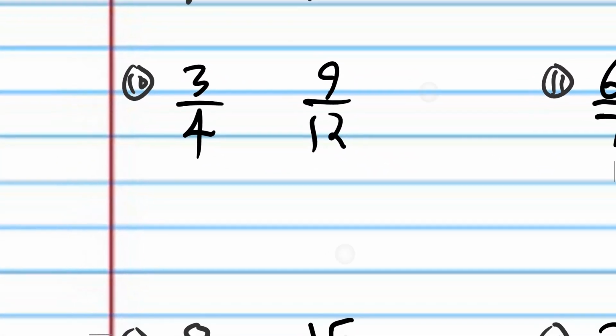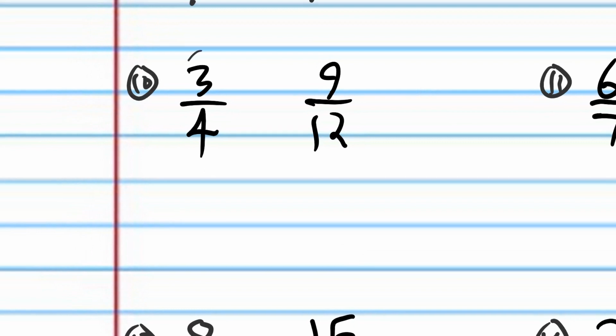All right, so why don't you try number 10. You can either use the fundamental principle of fractions to multiply both these numbers by some common number, or you can divide both sides of this fraction by some common number. So you can do it either way. Pause the video, and when you come back, we'll do it together.